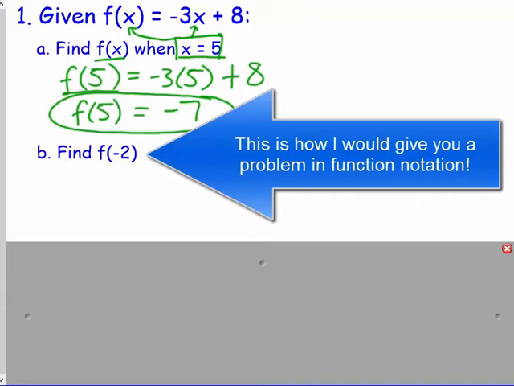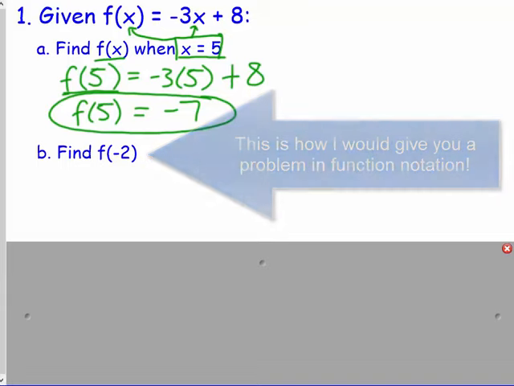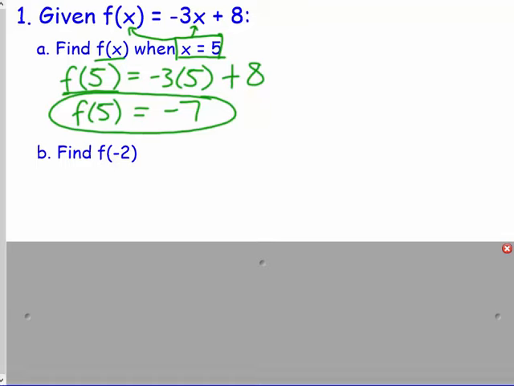This is not so long. It just says find f of negative 2. Hopefully we can realize instead of saying f of x when x equals negative 2, we just said, hey, look at this. I'm going to put the negative 2 in where there's usually an x. That's going to tell you what to do. Every time you see x, you're now going to put negative 2. So just like we did on the previous example, I can say f of negative 2 equals negative 3 times negative 2 plus 8. I'm finding the function value or the y value at negative 2.